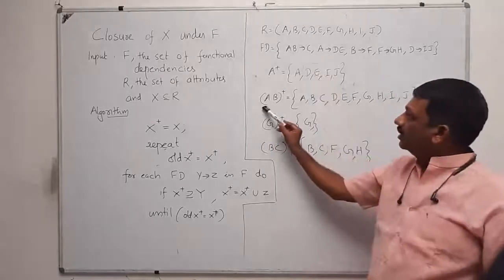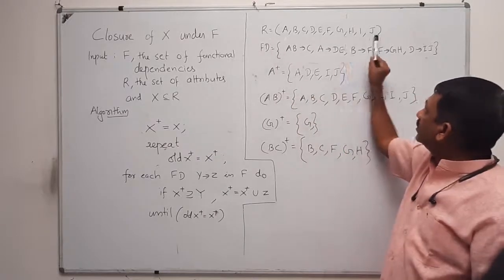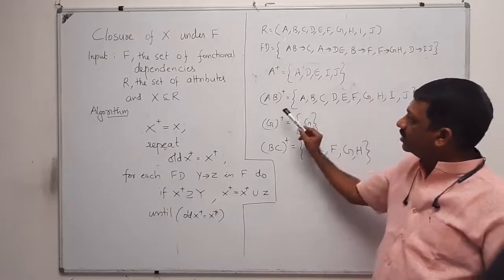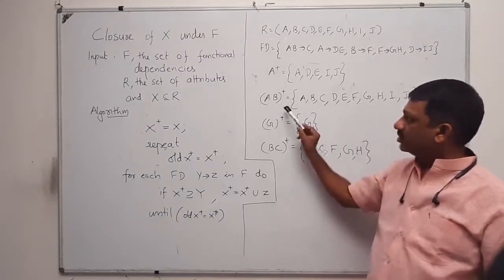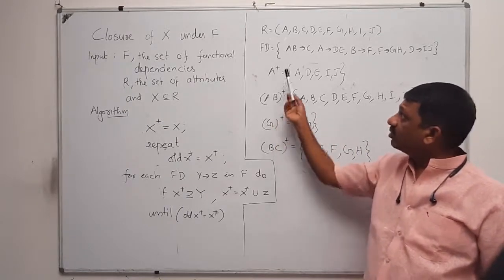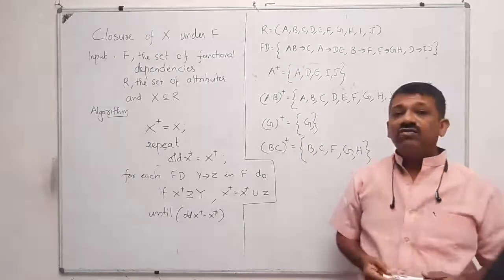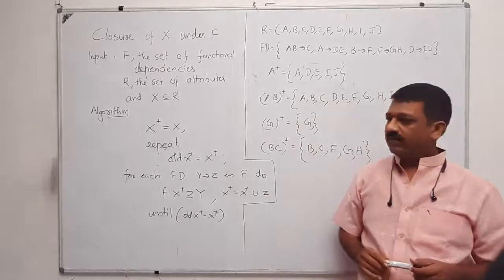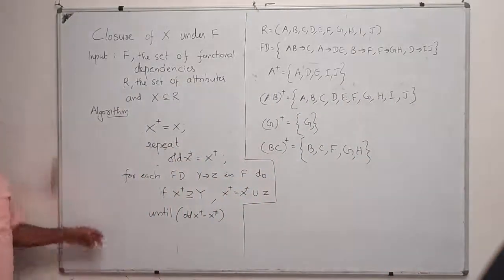Here, AB can be chosen as a primary key. Why? This relationship has this many attributes, and all of those attributes are there in AB plus. That means every attribute of this relationship can be reached if the values of A and B are available. Now we are going through the algorithm for this.